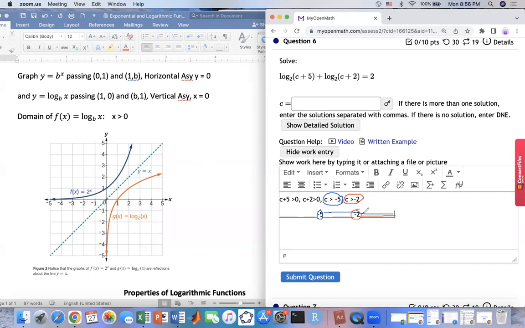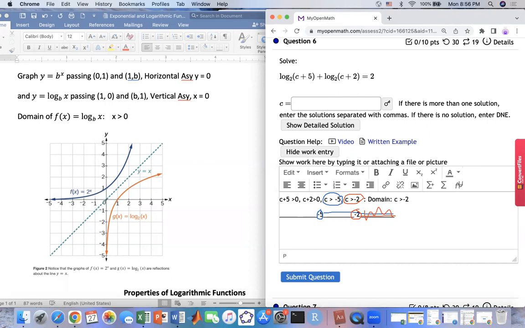Combining them together, this part has to be greater than -5 and also greater than -2. So combining these two, my domain, my answer, is c has to be greater than -2. Anything less than -2, even equal to -2, I don't take it. So the answer has to be like that.